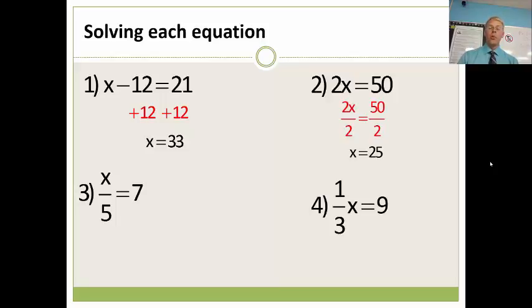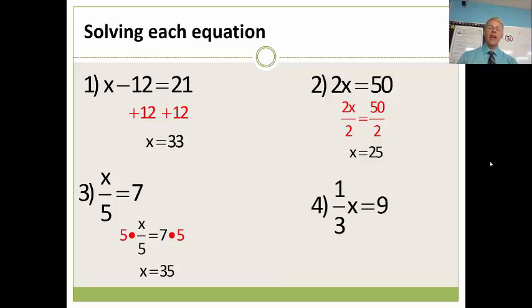And number 2, we have to get rid of a coefficient of 2. There's multiplication that needs to be canceled there. So to undo the multiplication, we have to divide by 2. We have to cancel out that coefficient with division there. And you can see that the 2's would cancel, leaving us with x equal to 25.